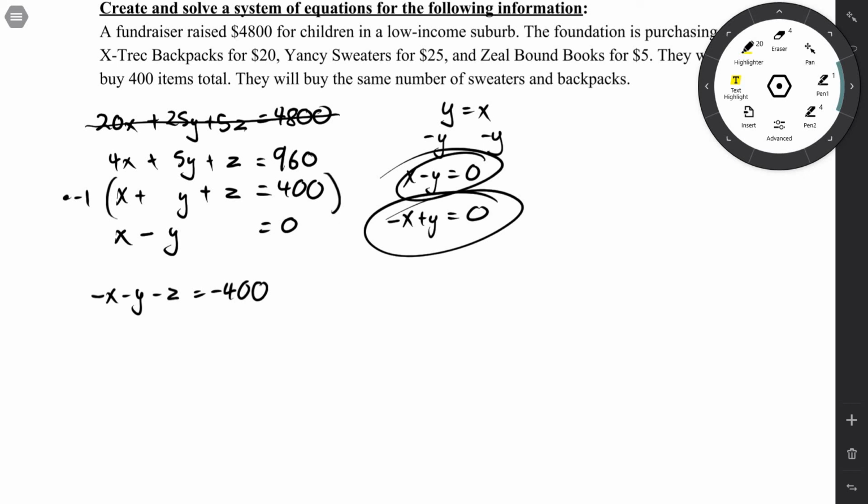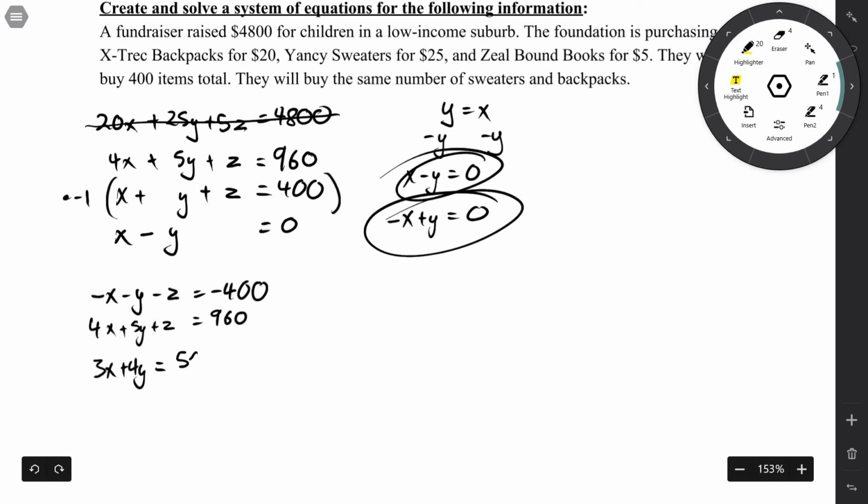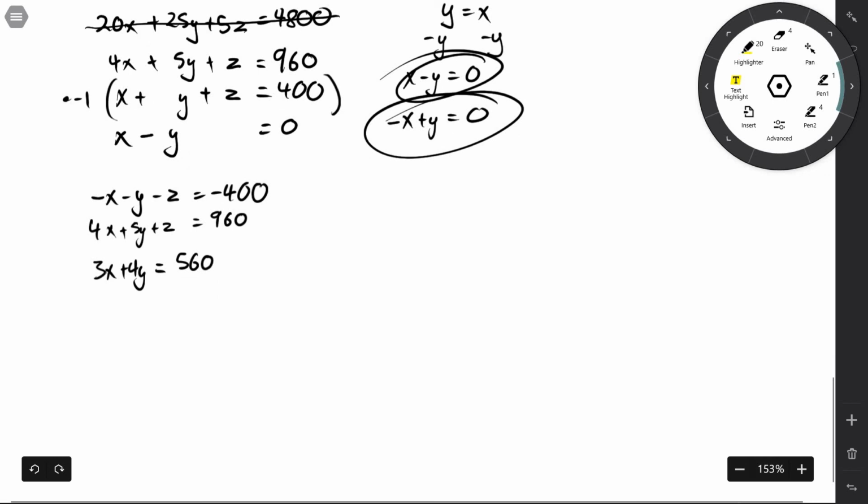So I'll add 4x, and I'll add 5y, and I'll add the z, those will cancel out, and I'll add 960. What we get left is 3x plus 4y equals, let's see, that minus 400 would be 560. Now the 2 equations that we have left look pretty basic. X minus y equals 0. I'm going to multiply this bottom equation by 4, so that the y's cancel out.